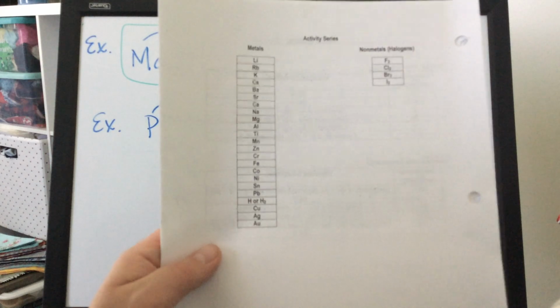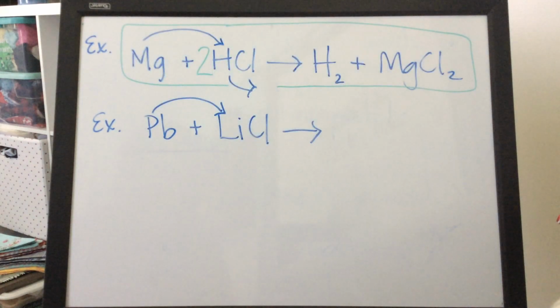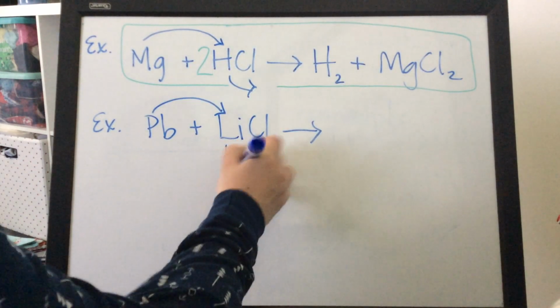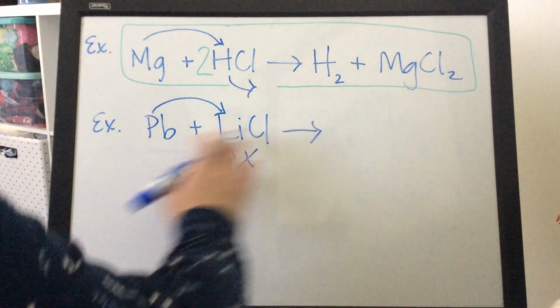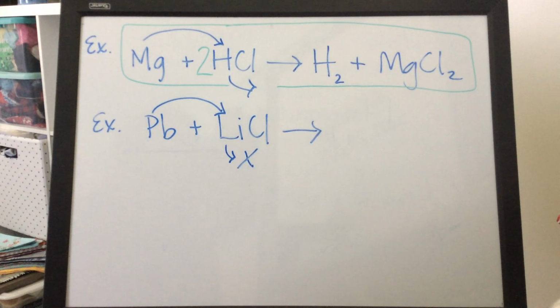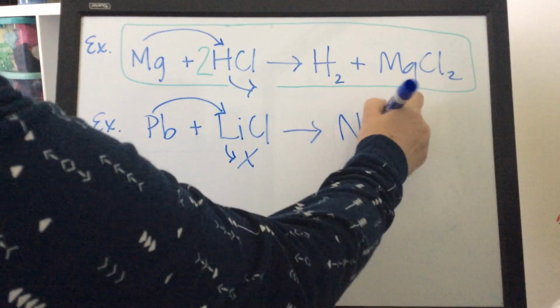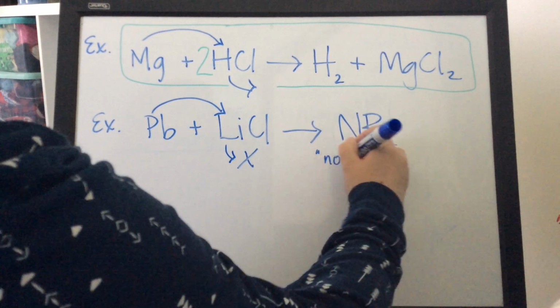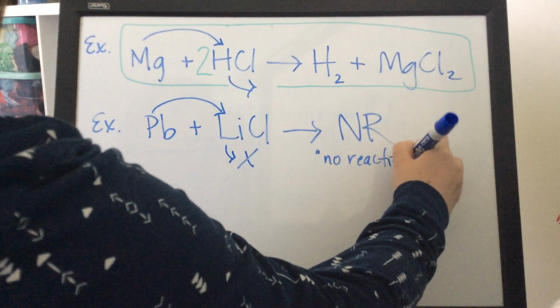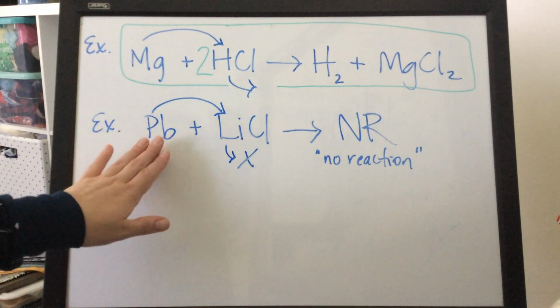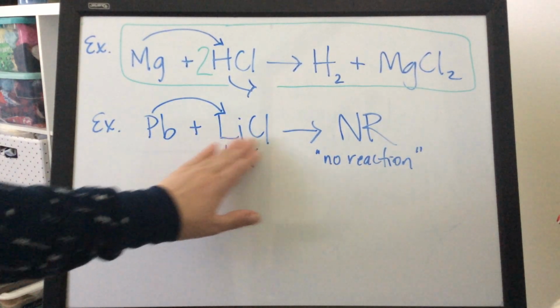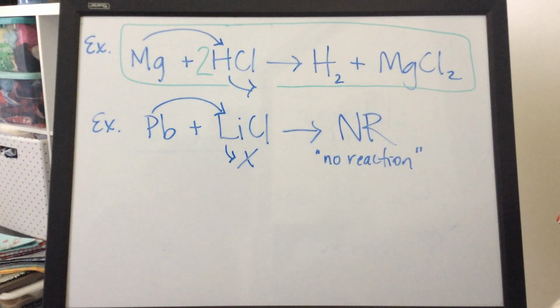No, it's way too non-reactive. So this is not going to happen. Sometimes I draw it like this and say, oh, nope, can't happen. Lead will not kick out lithium. So in this case, what happens is nothing. Nothing happens. And so we don't get products because we don't make anything new. And so instead we write NR, which is shorthand for no reaction. So if you did this reaction in the lab setting, if you put lead into this substance, you would see nothing because nothing will happen.